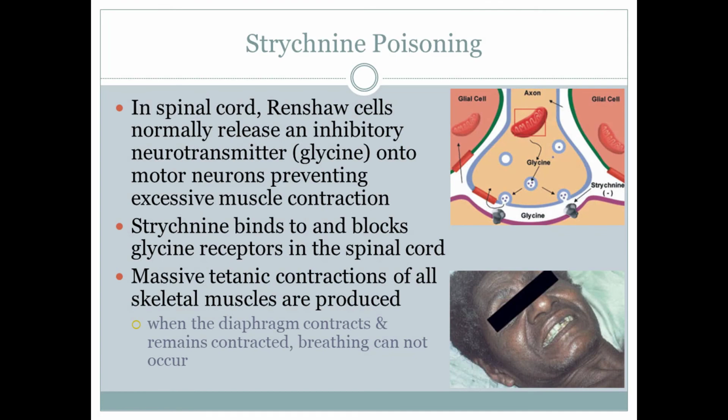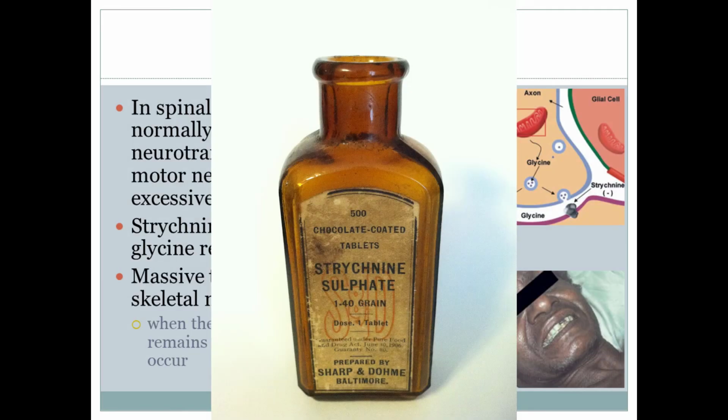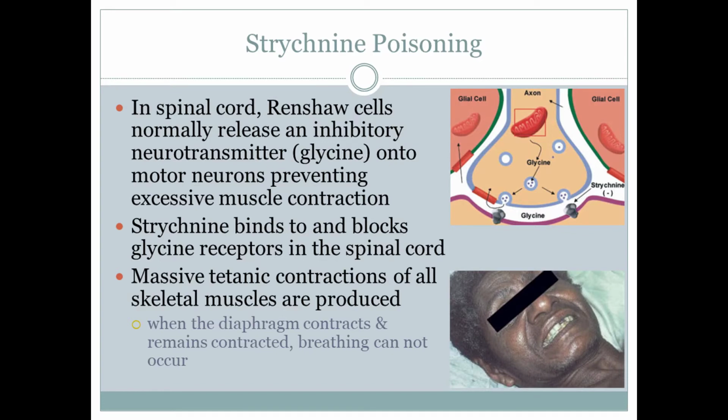Strychnine poisoning, otherwise known as rat poison. Okay? So the way these work, looking at the particular cells, you'll see what are called Renshaw cells. And normally, Renshaw cells release this inhibitory neurotransmitter called glycine. It makes its way into the synaptic cleft, and the glycine receptors that come in will prevent muscle contraction from taking place. So it inhibits the muscle from contracting.